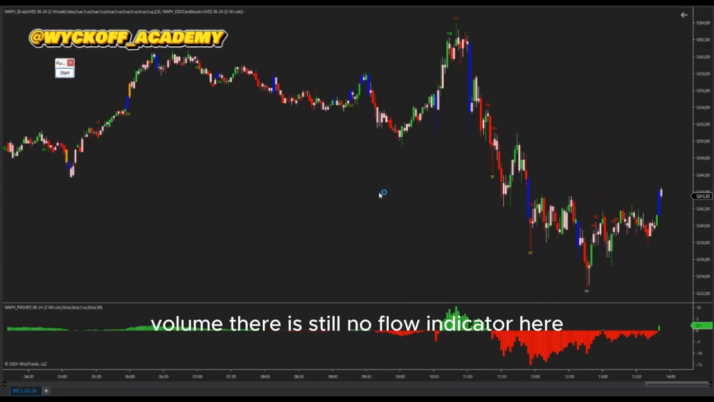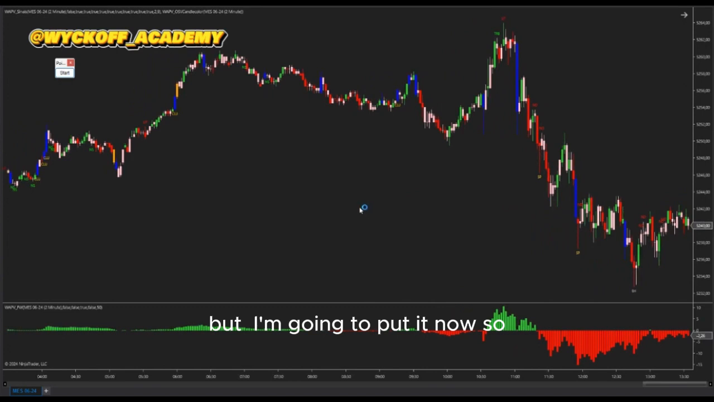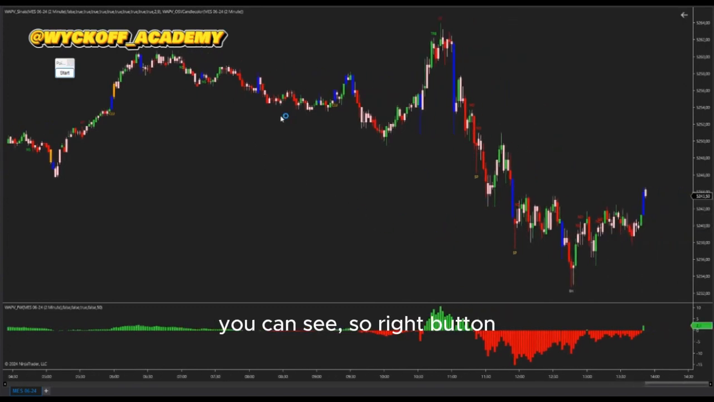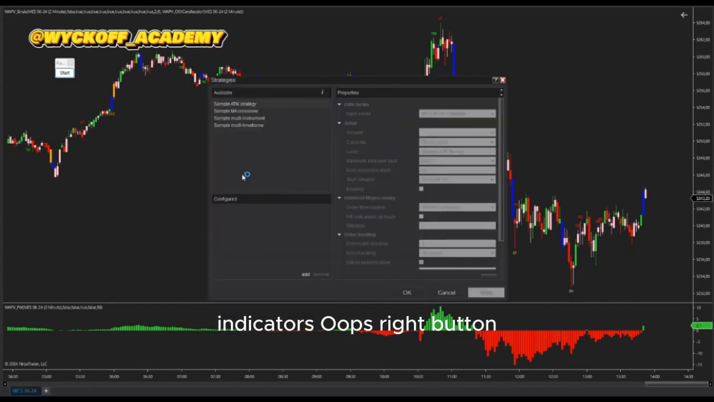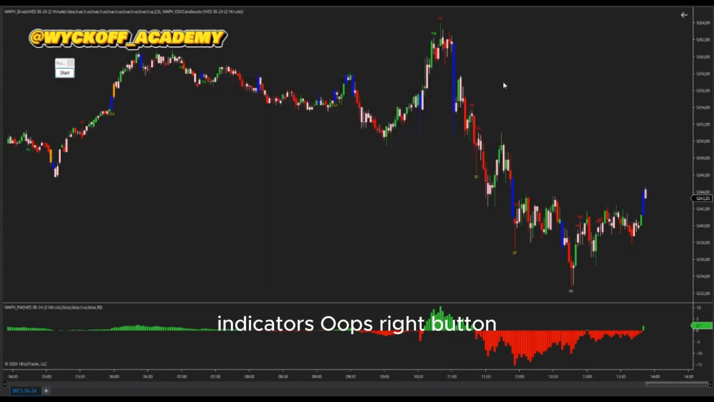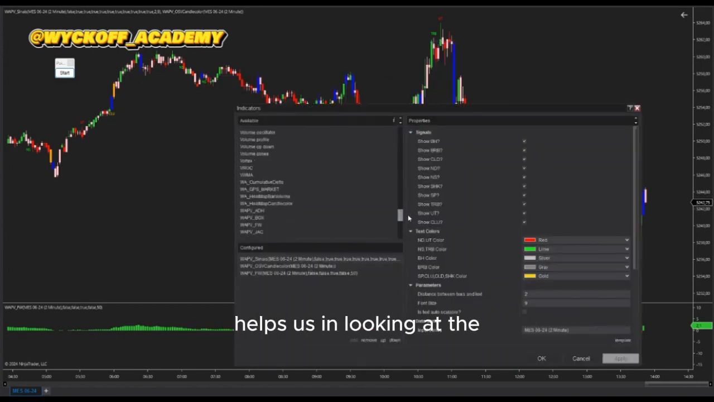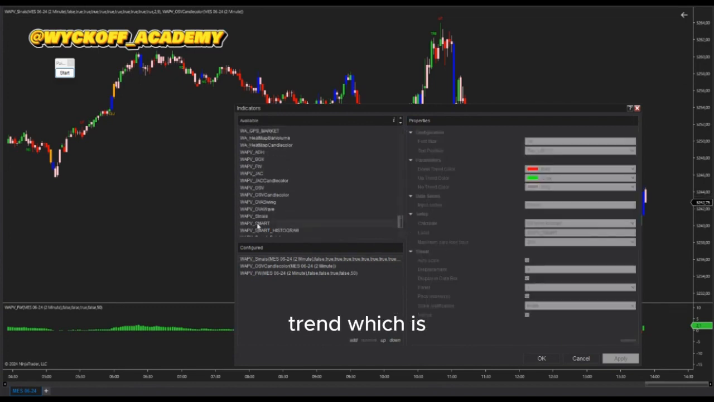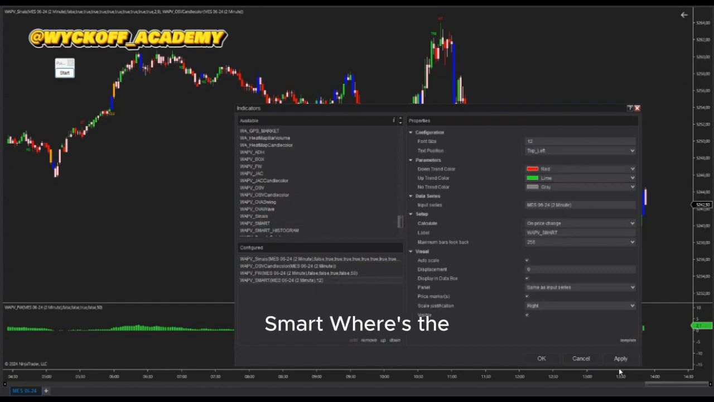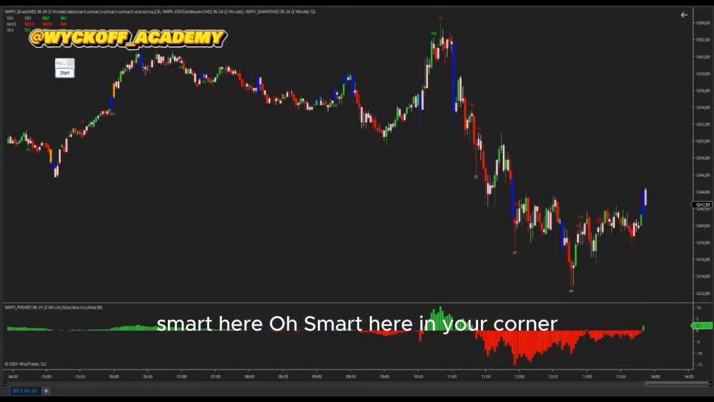There is still no flow indicator here, but I'm going to put it now so you can see. So right button, indicators. Now I'm going to put an indicator that helps us in looking at the trend, which is Smart. Where's the Smart here? Oh, Smart here in your left corner. You can also place it in the right corner.